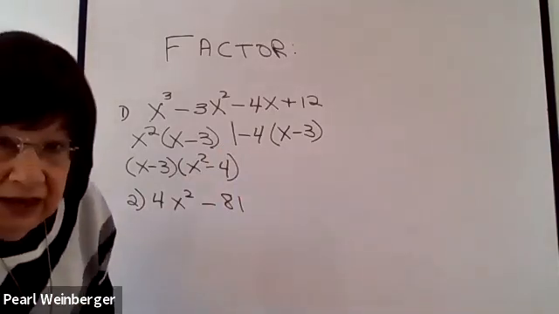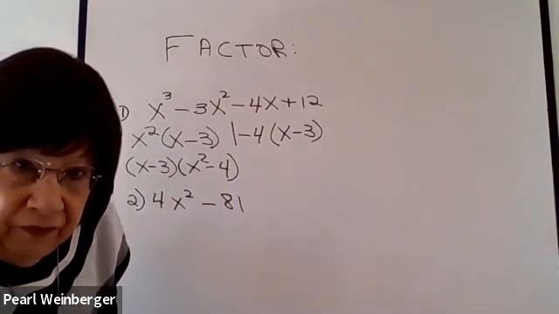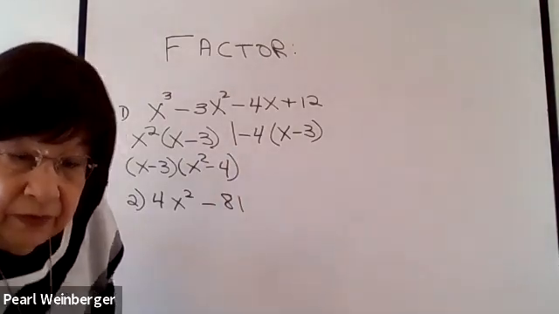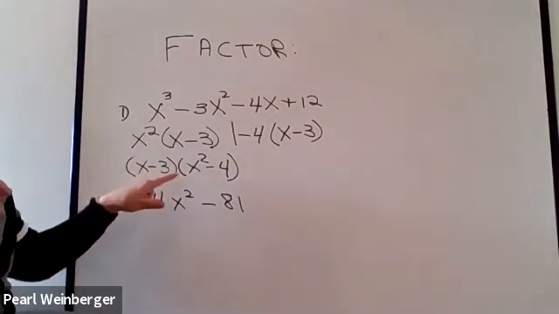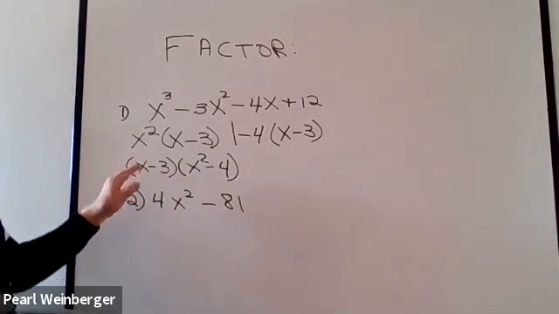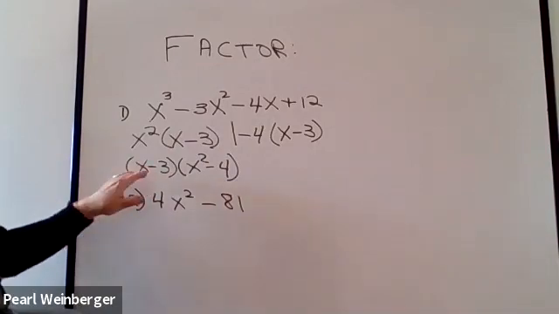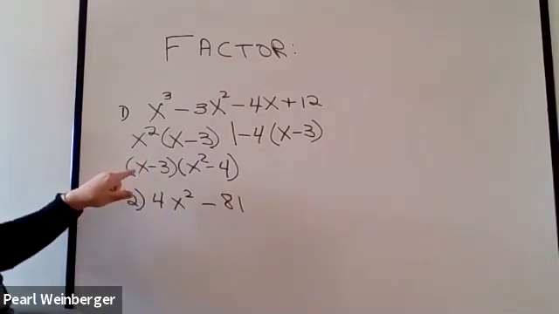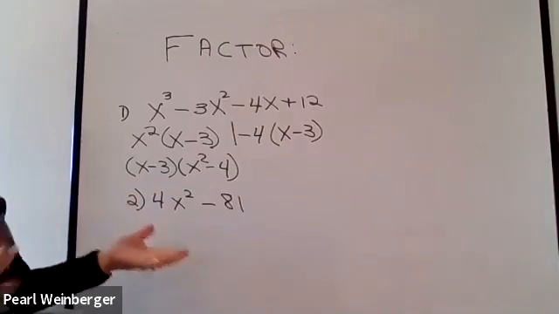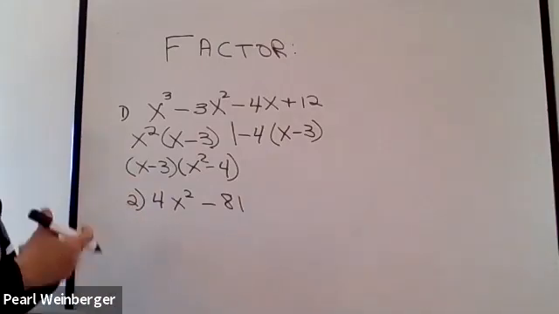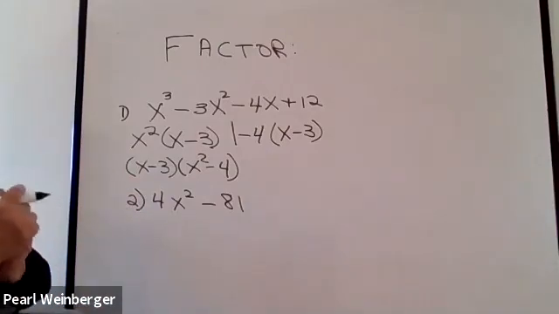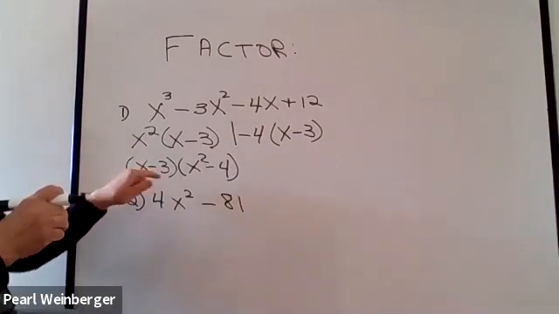Before you can say that you are totally finished, you have to look. Can you simplify either of the parentheses? So the first parentheses is x minus 3. That's as simple as you can get. There's nothing you can do to factor it further.